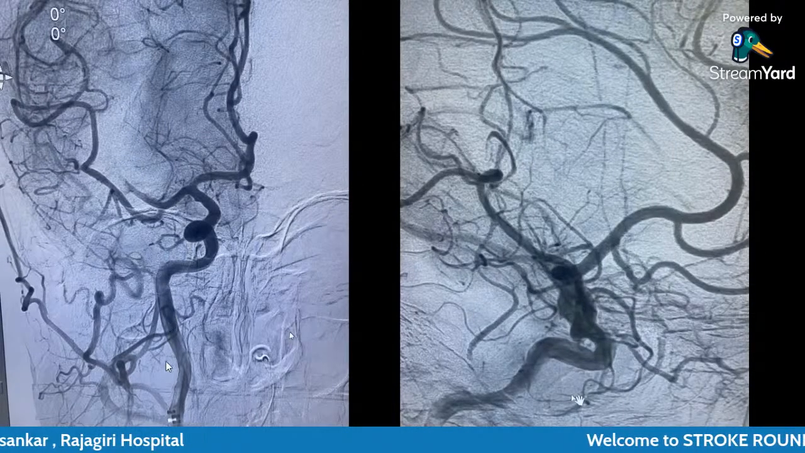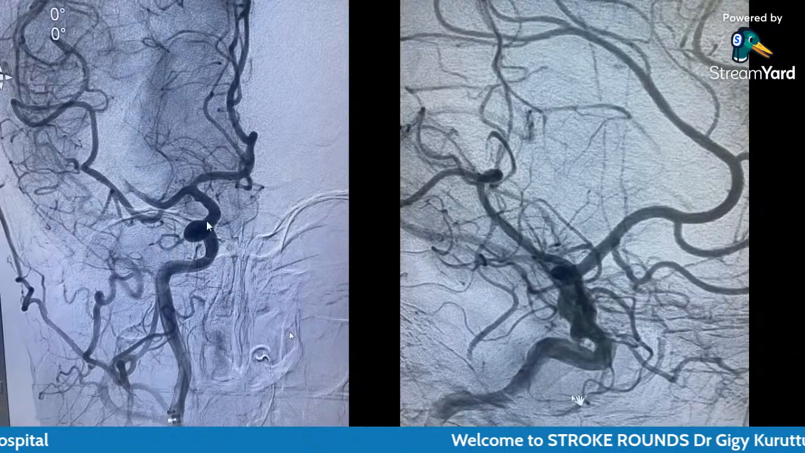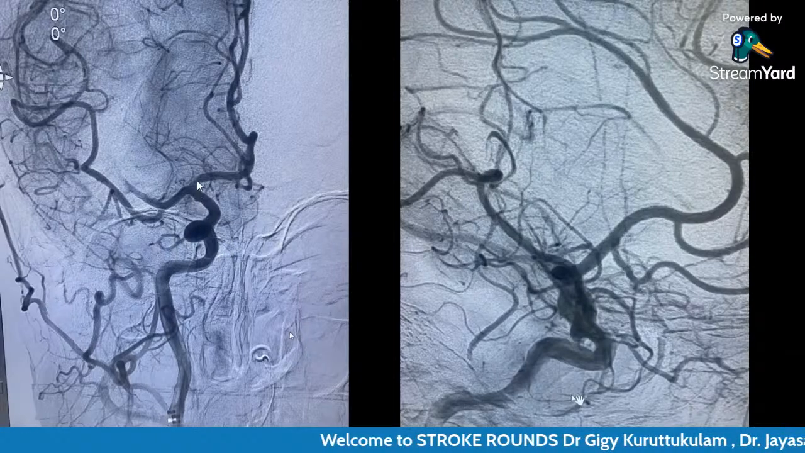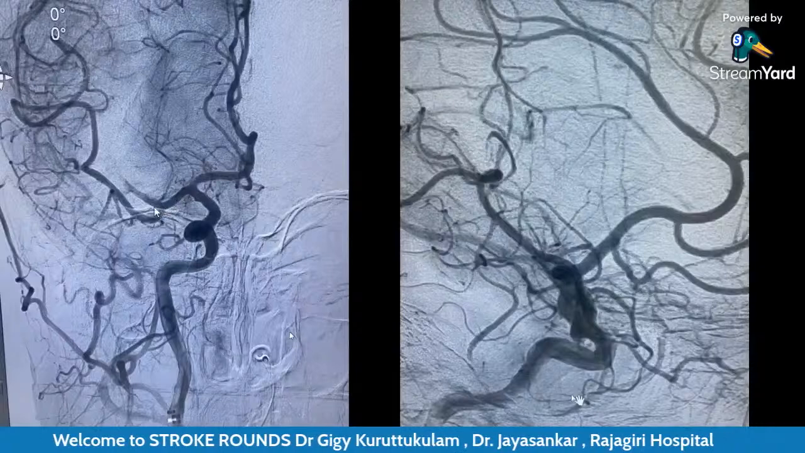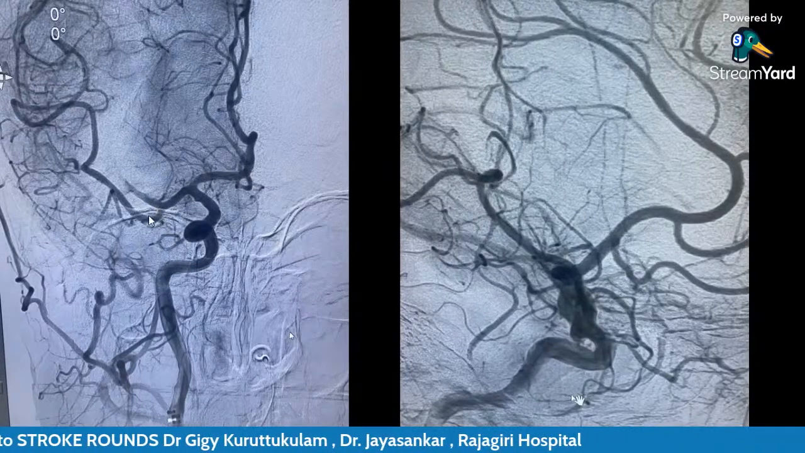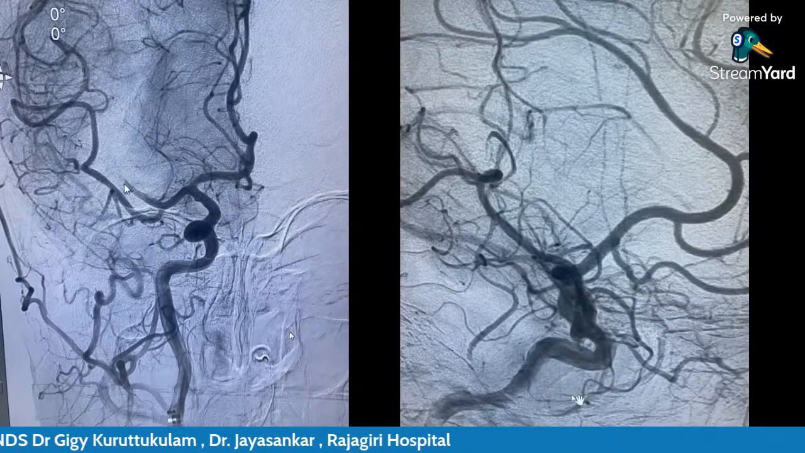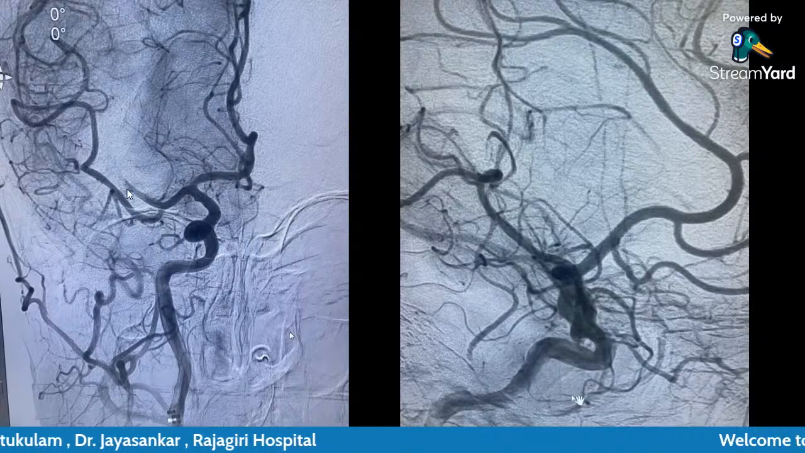Since there was a FLAIR diffusion mismatch, the patient was taken up for angiography. This is the right carotid angiogram, internal carotid artery, the distal ICA dividing into the A1 anterior cerebral artery and the middle cerebral artery. One can see the inferior division and the superior division which is abruptly cut off.